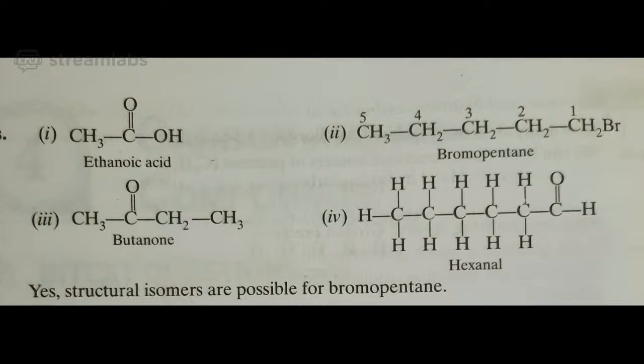Bromopentane. Now you write pentane, 1, 2, 3, 4, 5, 5 carbons. At the end, instead of CH3, you write CH2. You remove 1 hydrogen and join Br, bromine. That will become bromopentane. That is a ketone. Butanone: you write butane and remove 2 hydrogens from any center carbon and add a double bond O. Then it becomes butanone.